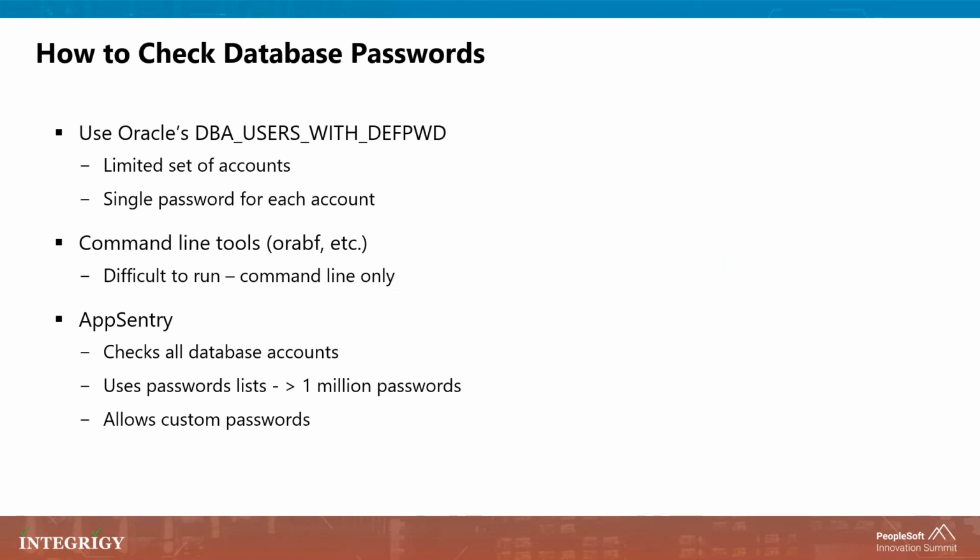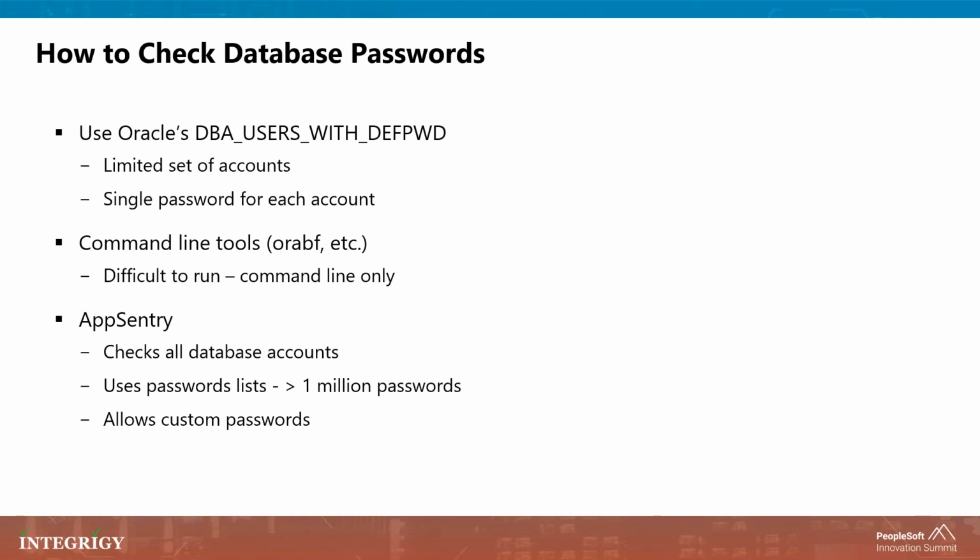One of the things we often see the DBAs aren't doing is checking for default and poor passwords on a regular basis. Oracle gives you a view called DBA_USERS_WITH_DEFPWD that you need to be using on a very periodic basis, looking for these bad passwords. Unfortunately, it has a number of limitations. One, it's a limited set of accounts, and it's only a single password. So if you create an account based on your company name with the password, DBA_USERS_WITH_DEFPWD won't find that. If I create an account with Steve and the password Steve, it won't find that because that's not on its list.